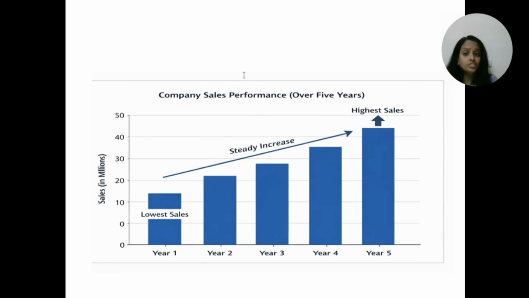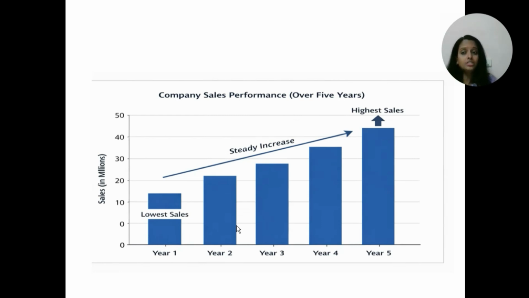The given image illustrates a bar chart representing the sales performance of a company over a 5 year period. At a glance, it can be clearly observed that there is a consistent and gradual increase in sales throughout the years, indicating an overall positive growth trend. Looking at the details, the sales figures begin at the lowest point in year one at approximately 15 million.